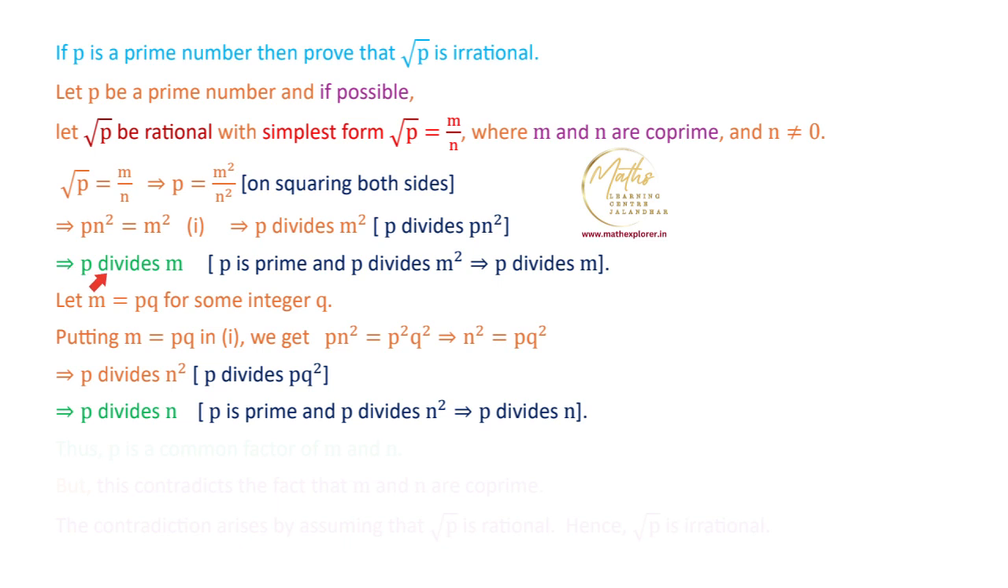Now look at these two terms. We have p divides m, we have p divides n. It means that p is a common factor between m and n.